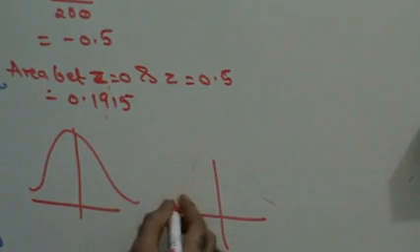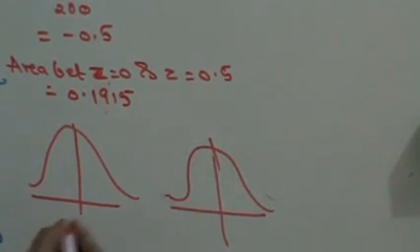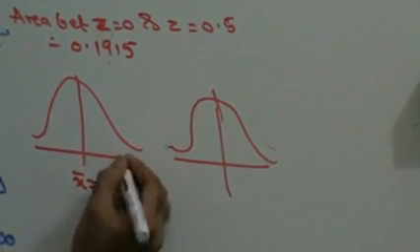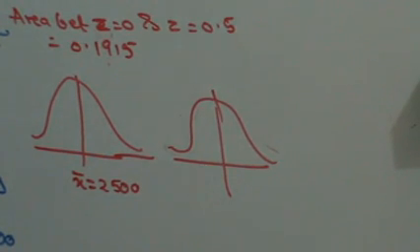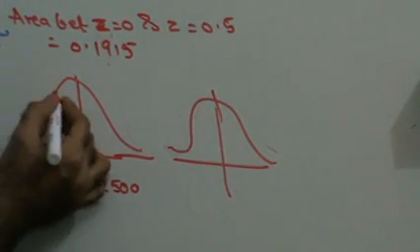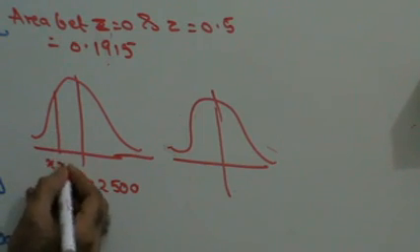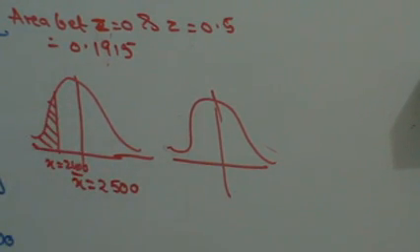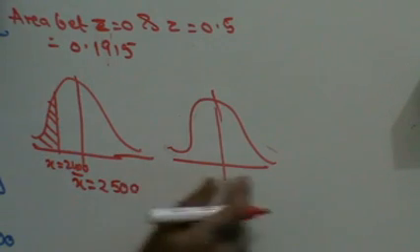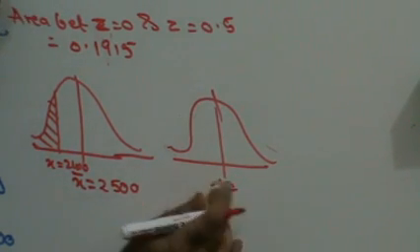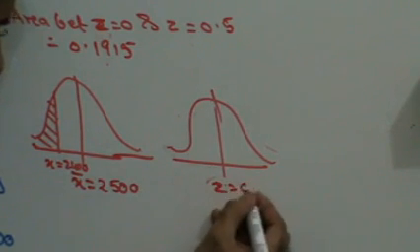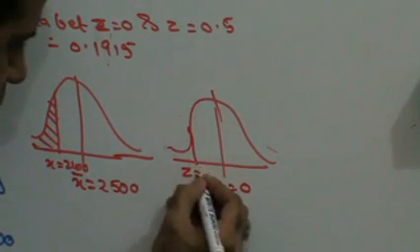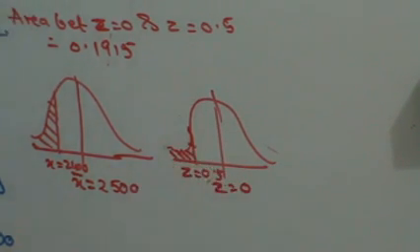Ideally, they should be symmetrical. Bell curve. This is the mean, which is given to me as 2500. I want to know the number of bulbs that have a life of less than 2400. X is 2400. I want less than 2400. That means I want this region. For the normally distributed data, the mean line is called Z is equal to 0. This is T is equal to 0. Z is equal to 0.5. I want the same region here.